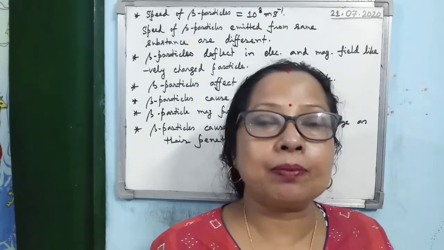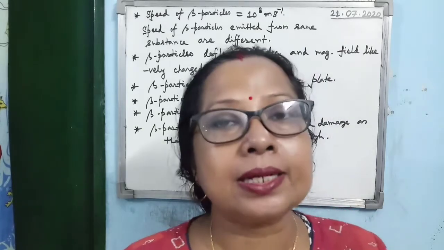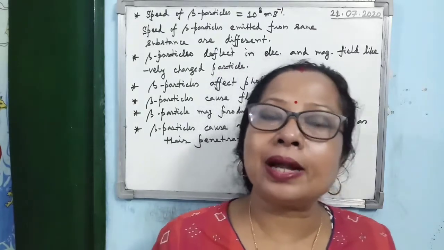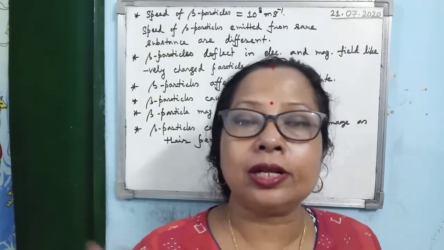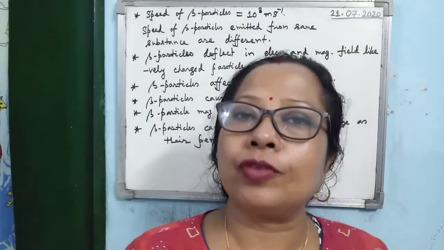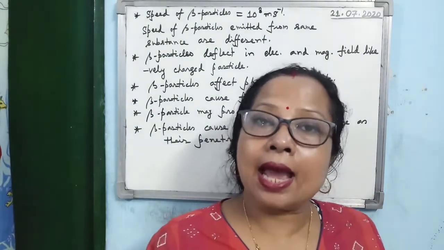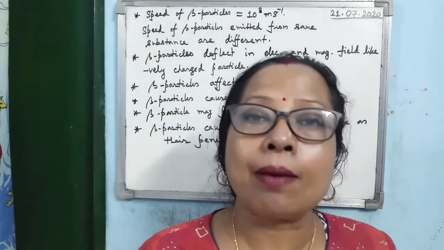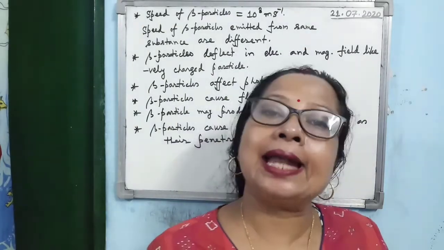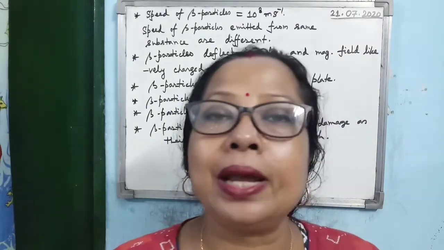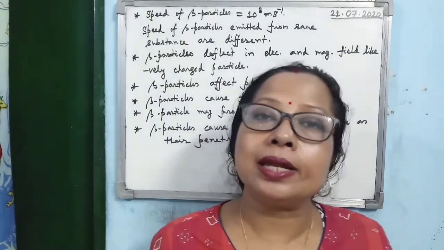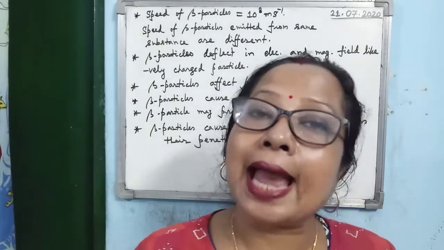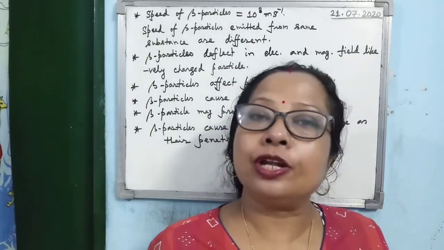It may happen that the beta particle gets 20% of the energy and the antineutrino gets 80%. It may happen that the beta particle gets 50% and the antineutrino gets 50% of the energy. So there are almost all the probabilities of energy distribution among the beta particle and antineutrino. That's why, when beta particles are emitted from the same element, they carry different energy and have different speeds.